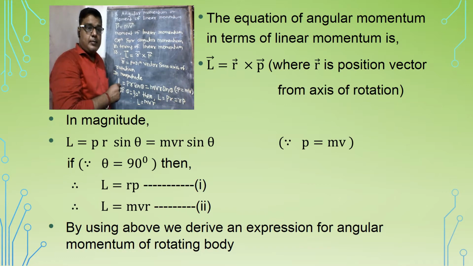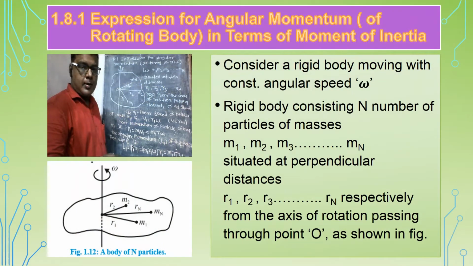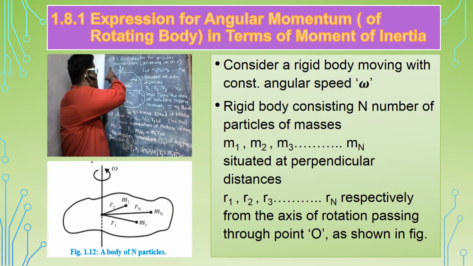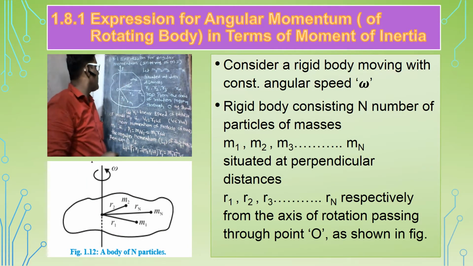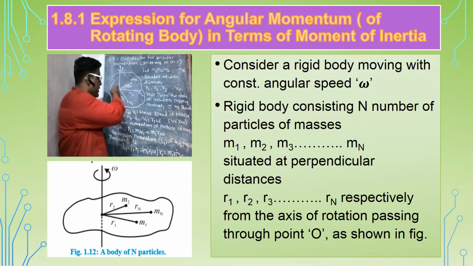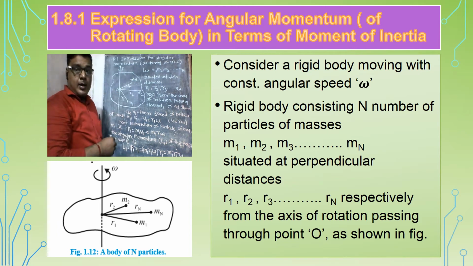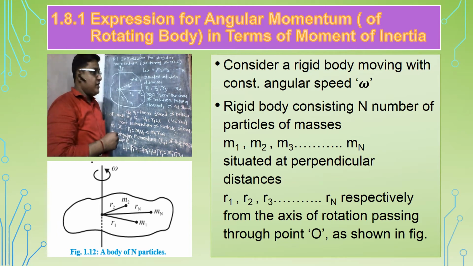Angular momentum of a rotating body. Now let us see 1.8.1, expression for angular momentum of a rotating body in terms of moment of inertia. Now we consider a rigid body, as shown in the figure, moving with a constant angular speed omega.